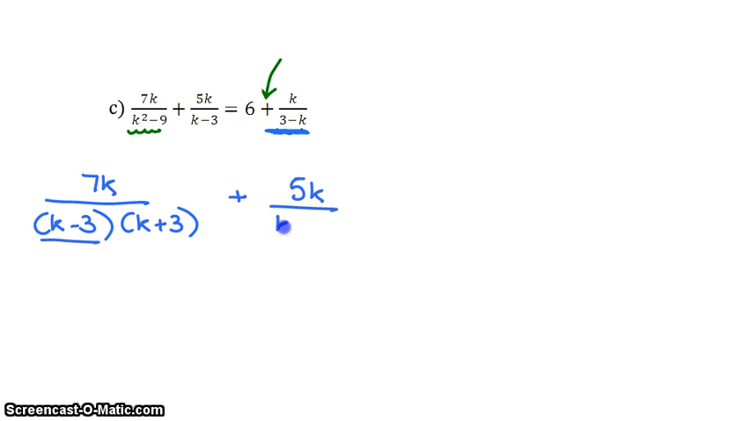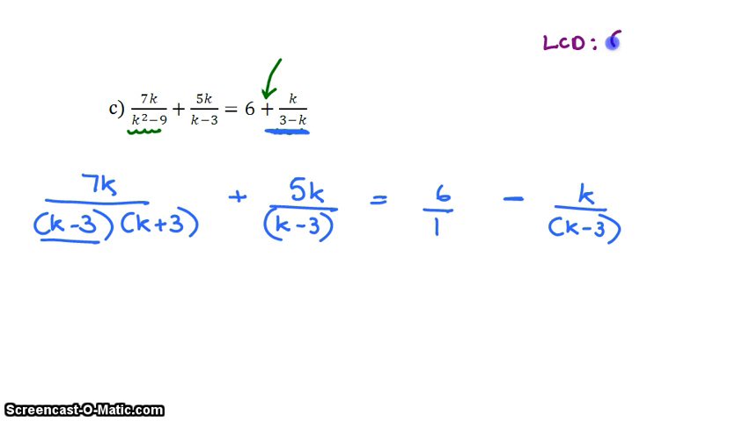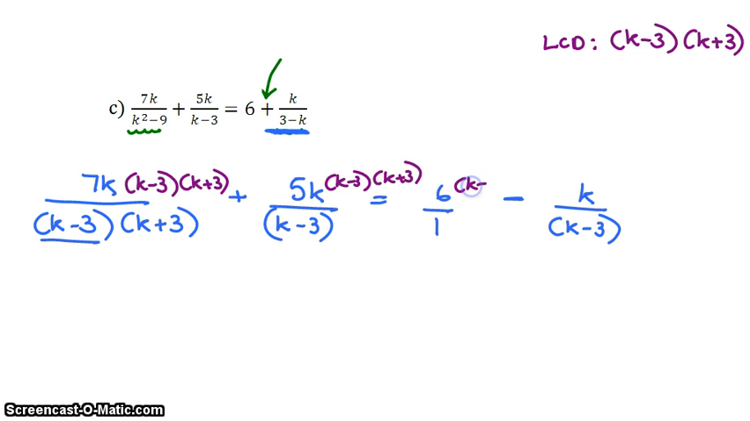So this will be k minus 3 is fine, equals 6 over 1. And I'm going to change this to minus k over, and then I can change it around to k minus 3. And I want to do that, so my lowest common denominator is simply k minus 3 and k plus 3. Now all I need to do is exactly what I've been doing so far. Multiply each term by this lowest common denominator. So k minus 3, k plus 3, on each term.